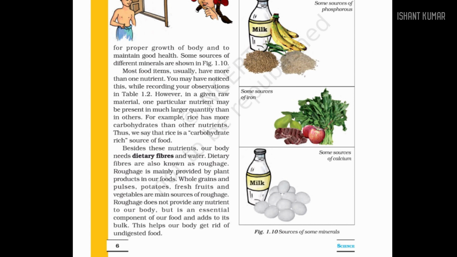Besides these nutrients, our body needs dietary fibers and water. Dietary fibers are also known as roughage. Roughage is mainly provided by plant products in our food. Whole grains and pulses, potatoes, fresh fruits and vegetables are main sources of roughage.